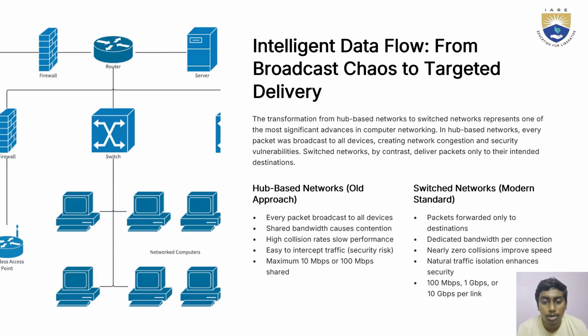Hub-based networks, old approach. Every packet broadcast to all devices. Shared bandwidth causes contention, high collision rates, slow performance, easy to intercept traffic, maximum 10 Mbps or 100 Mbps shared. Switched networks, modern standard. Packets forwarded only to destinations, dedicated bandwidth per connection, nearly zero collisions, improved speed, natural traffic isolation enhances security, 100 Mbps, 1 Gbps or 10 Gbps per link.